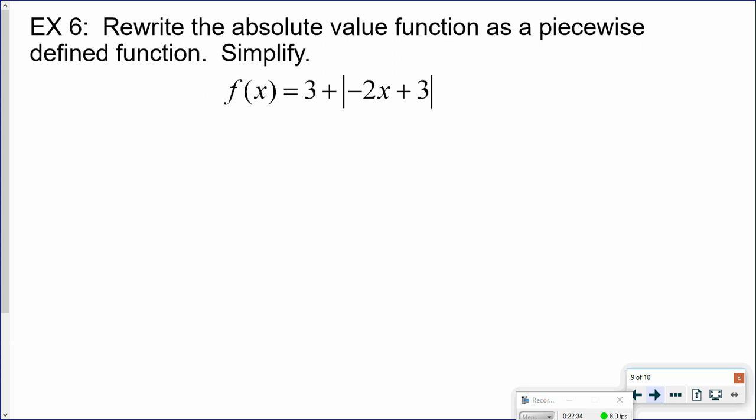All right, I see that 3 plus out front. If I were to rewrite this, then I know that 3 at the end is just a vertical shift up 3. Okay? So I want to keep that in mind as I'm writing these. All right, let's find our breakpoint.